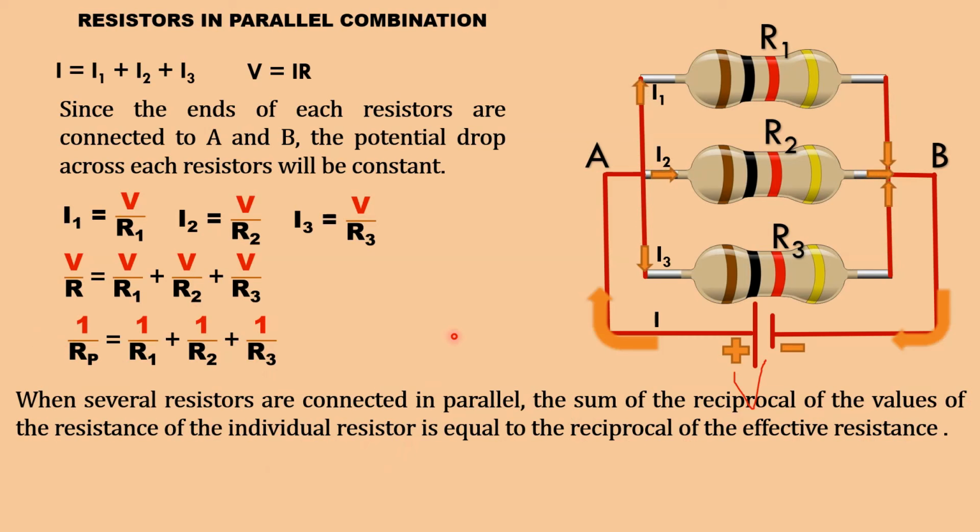Okay, and in this case, the effective resistance will be smaller than the smallest value of the resistors included in the circuit. In the previous series combination, we discussed that the effective resistance will be greater than the greatest value of the resistance. So here, if we consider the same values 1 ohm, 2 ohm and 3 ohm for these respective resistors, then the effective resistance will be less than 1 ohm. So we conclude that when resistors are connected in parallel, the effective resistance will always be smaller than the smallest resistance included in the circuit.